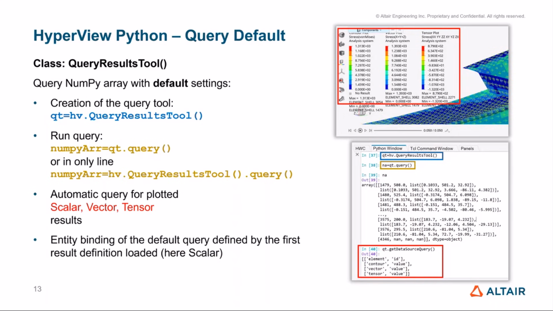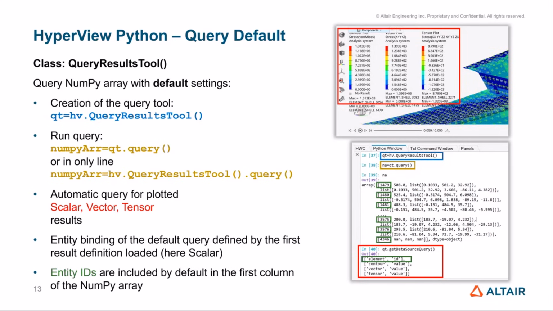The entity binding of the search, because behind there will be a collection created, will be the first one which will be found. So if it's a scalar, then for example here it's element based. So the entity binding for the query will be elements. The entity IDs will be automatically added at the beginning of the NumPy array of each row.